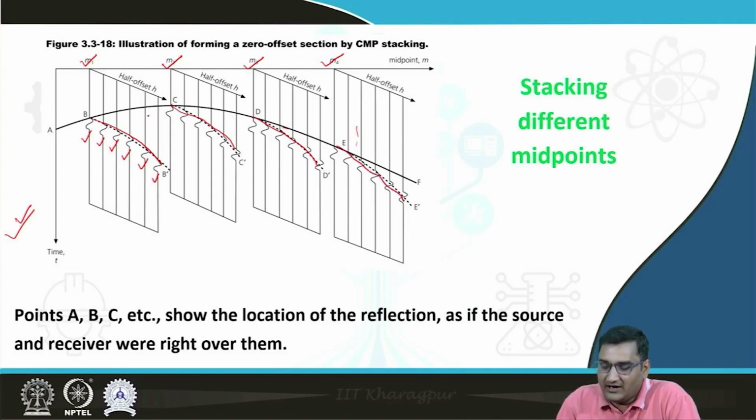So when we apply the velocity analysis after the normal move out correction, you can see these traces are coming at the position B, that is the zero offset for the midpoint M1, and then likewise this is the zero offset time for the midpoint M2, and this is M3, this is for M4, and then we can join them together to see the location of the reflection.